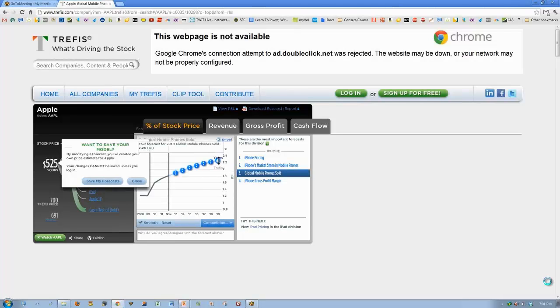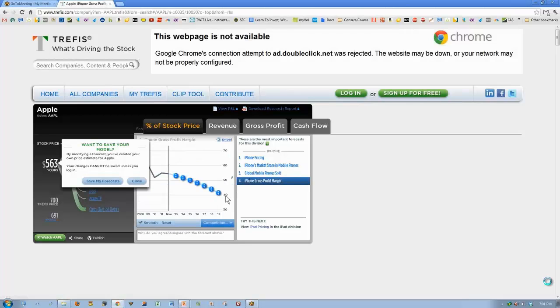I think that 2.8 million global smartphones are going to be sold, so Apple's up to 563. iPhone's gross profit margin, I think it's going to sink, and 10 years out, I think it's going to be down to 30%. Now Apple's value is only $512. Real interesting model to play with, real easy to do. If you register, and I don't remember if this one costs, you can actually look at other people's estimates to see how they'd change the model versus the model that Trefis itself has.